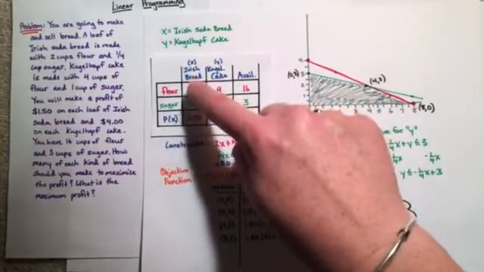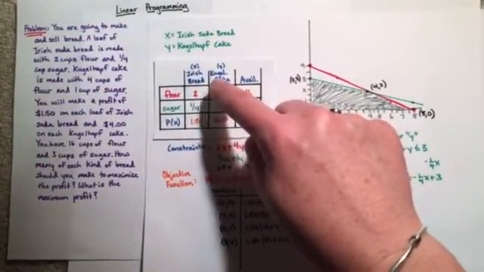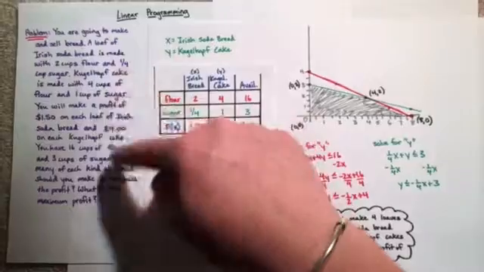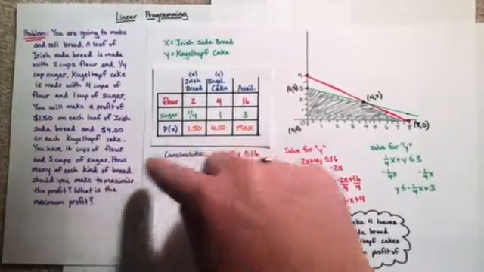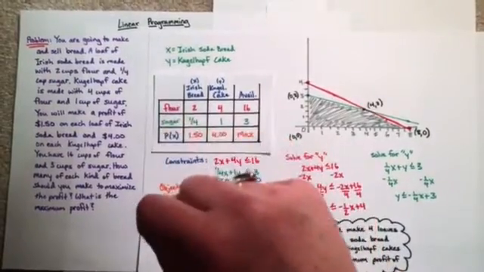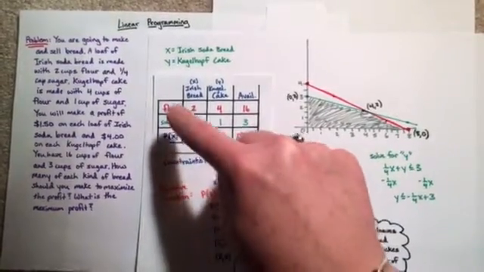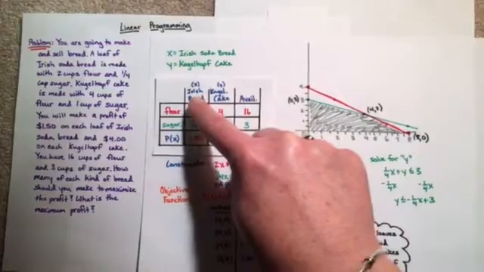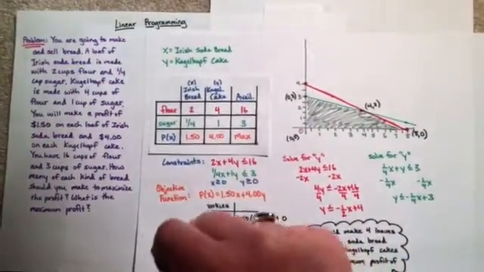I have my variables at the top, so Irish soda bread and Kugelhof cake. Those are like your 2 main topics that you're talking about here. And the constraints are over here on the left. Those are the things that you have a limited amount of, so put those over here on the left. But these are the main 2 topics in the problem.